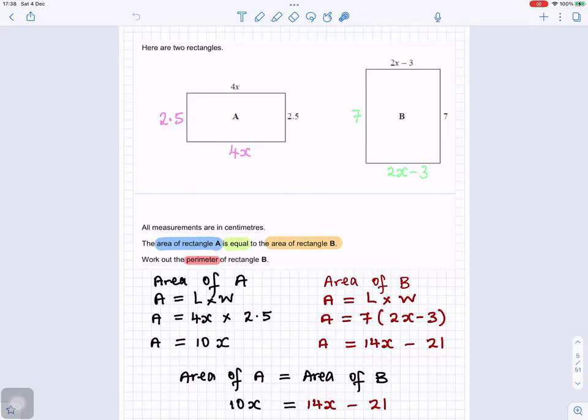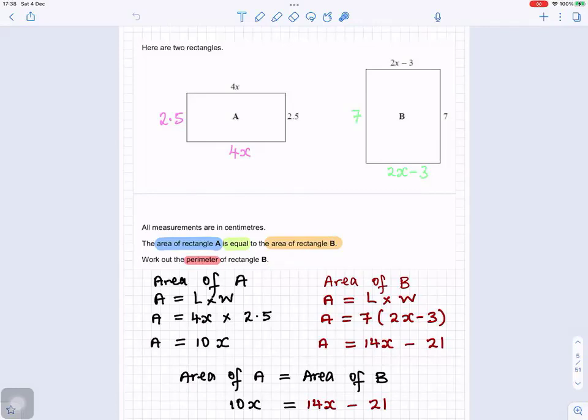Here are two rectangles. Rectangle A, rectangle B. The length for A is 4x, the width is 2.5. And for B, the length is 7 and the width is 2x minus 3. All measurements are in centimeters. The area of rectangle A is equal to the area of rectangle B. Work out the perimeter of rectangle B.